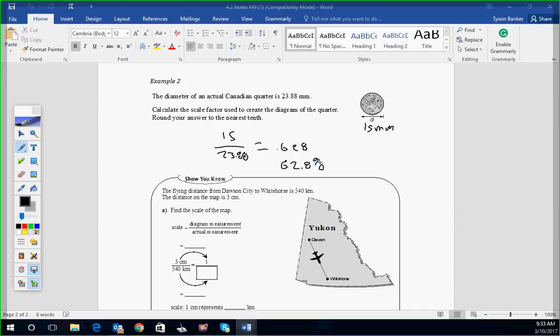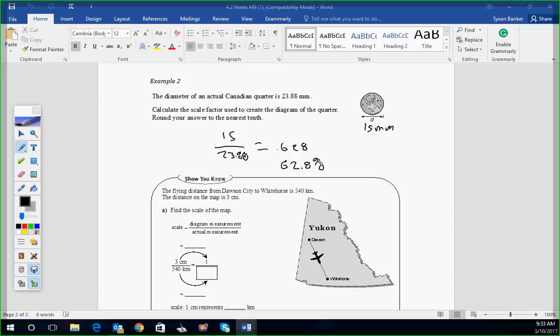So to make it smaller, we need 15 divided by 23.88 to figure out the factor. 23.88 is the set number, 15 is the one we changed it to. And so therefore, it was a reduction of 0.628. Does that make sense? So if it said, calculate the scale factor used to determine the actual Canadian quarter length, then it would be flipped.